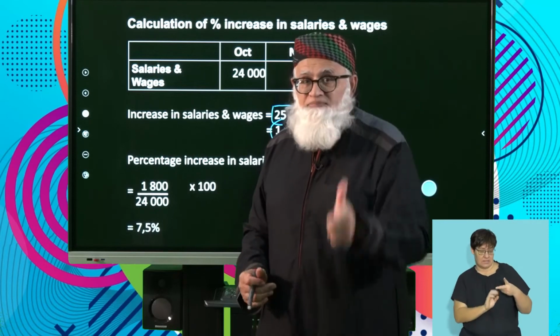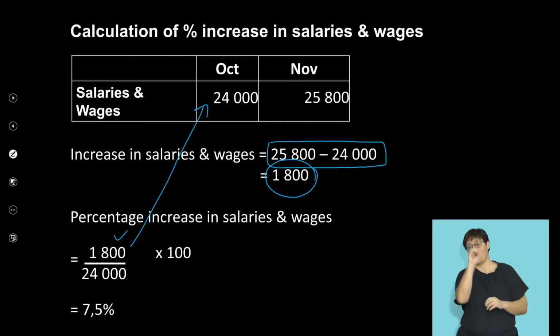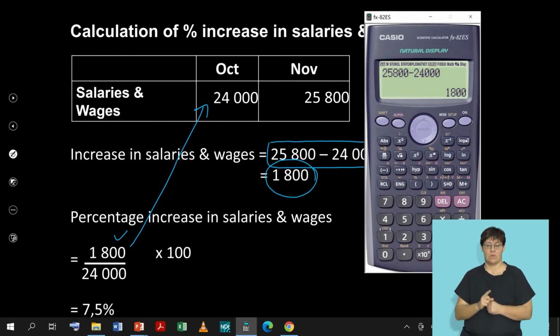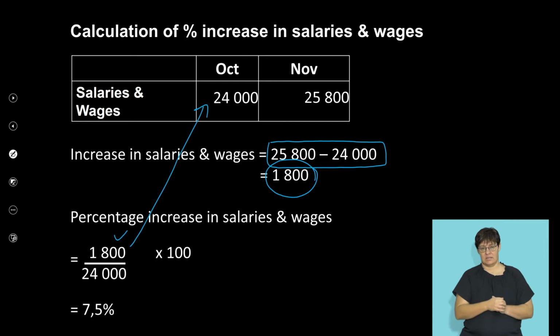Right, now, step number two, what do we do here? Take your 1,800 over the initial month, that means October, over 24,000, multiply it by 100 over 1 because you want the percentage increase. Therefore, this is what you have here, 1,800 times 100 divided by 24,000, and this will give you a figure of 7.5%. So here you go, there's your answer. The percentage increase was 7.5% from the previous month.